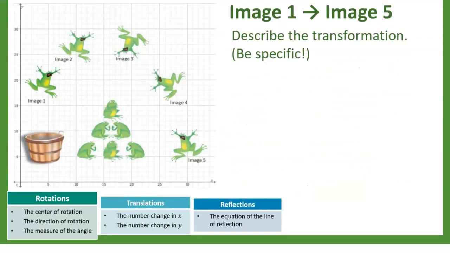So this is our last one we're going to go over, image 1 to image 5. What transformations do you think could carry image 1 to image 5? Go ahead and pause the video, give a few a try, see if you can come up with some. Remember, you need to be specific. You need to tell us what the change is, what the center of rotation or the line of reflection. So try to figure that out. Come back and see if we get the same answer.